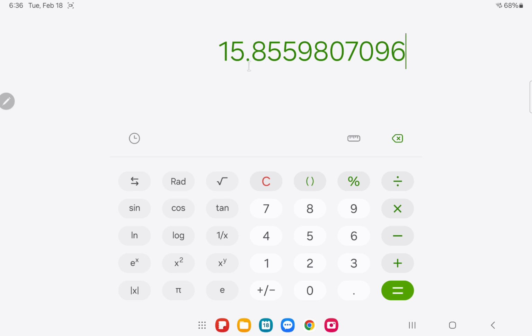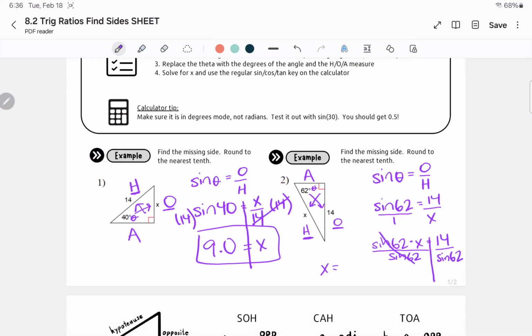15.85 again. So if I'm rounding to the nearest tenth, the tenth place is right here. The next number is a 5, so this number goes up. Instead of 15.8, it's going to be 15.9. So x is 15.9.